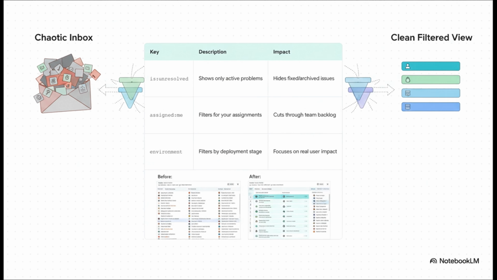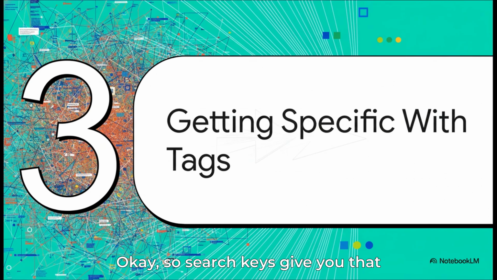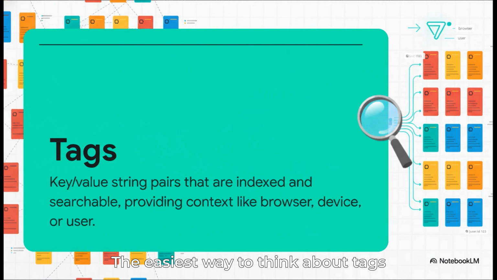Okay, so search keys give you that nice high-level view. But what if you need to go deeper? What if you need to get surgical? Well, that's where tags come into play. The easiest way to think about tags is like they're little labels or post-it notes that your code automatically sticks onto every single error. Sentry then takes all these key-value pairs, like browser:Chrome or user.id:123, and makes them completely searchable. It's your secret weapon for deep dive debugging.